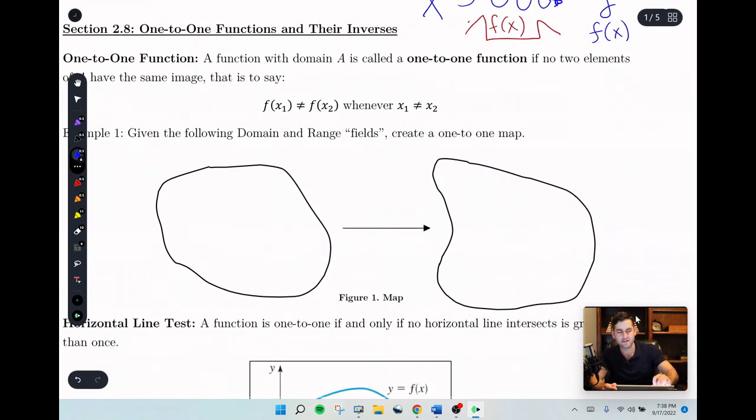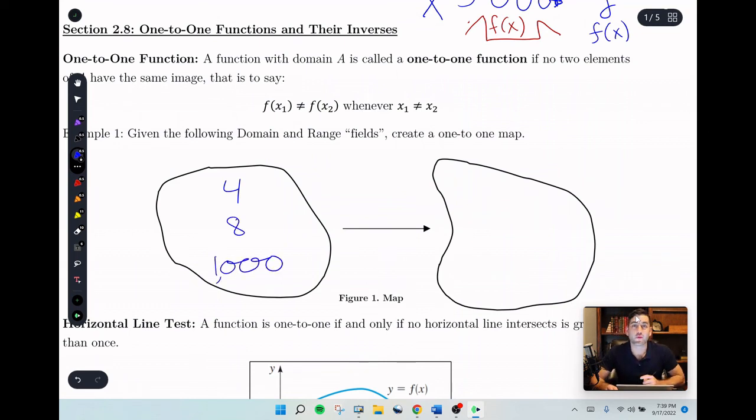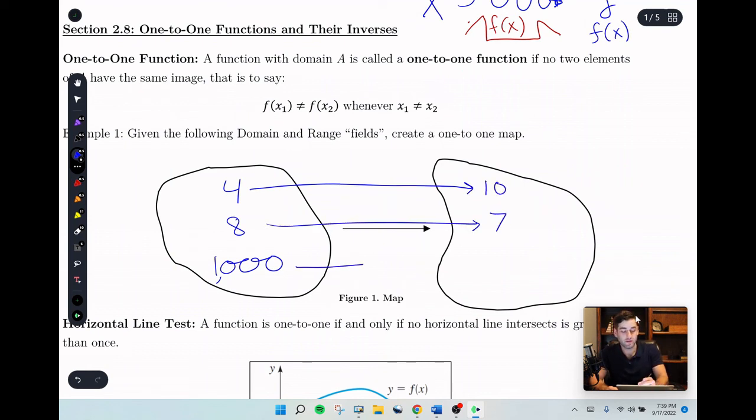Well, a one-to-one function says, hey, we're going to do that, and we're going to put one extra condition on it. We're going to take some number, call it 4, call it 8, call it 1 million, or 1,000, and we're going to funnel it into exactly one other number. So 4 turns into 10, 8 turns into 7, 1 million turns into 2. Doesn't matter. We're just doing a one-to-one function. This function defines those x's into a specific y value.